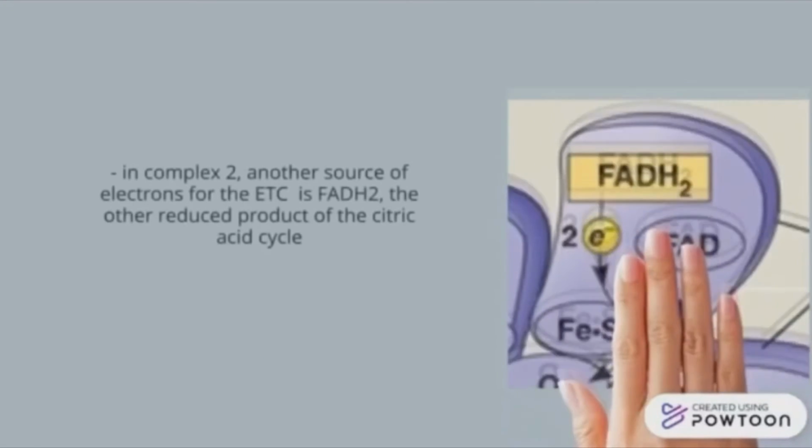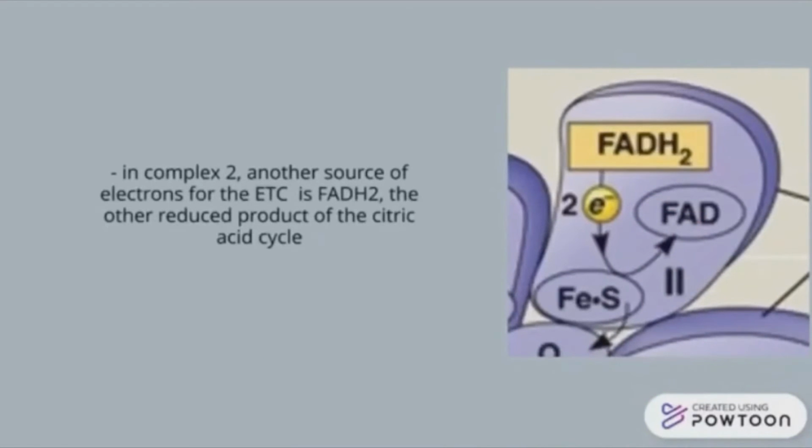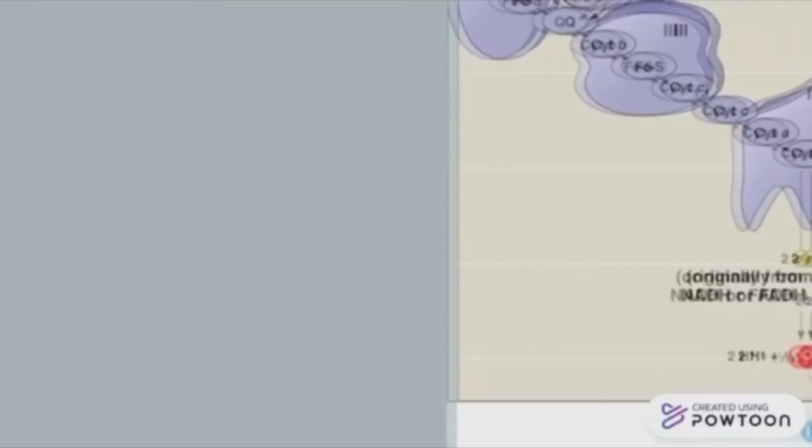At complex 2, another source of electrons for the ETC is FADH2, the other reduced product of the citric acid cycle.